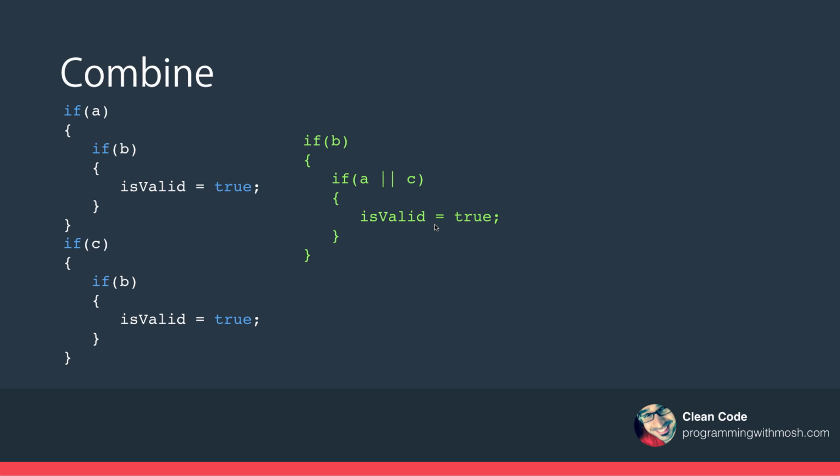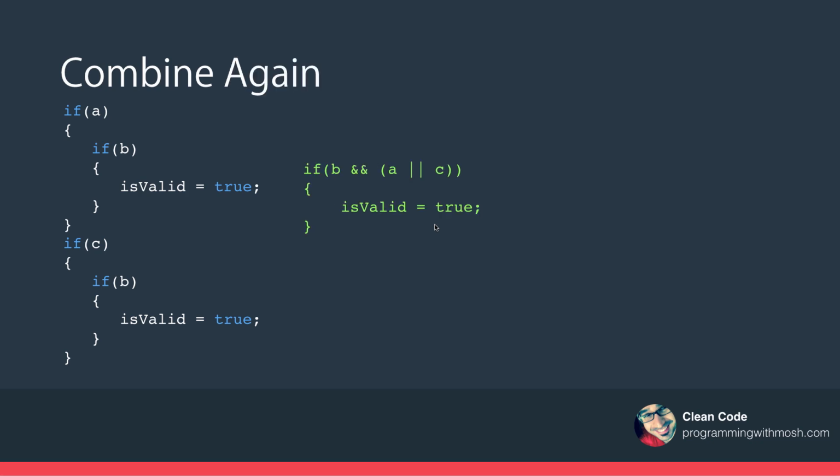And we can apply the combine technique again. So if B is true and either A or C is true, then isValid equals true. Isn't that cool? We reduced 4 if statements to only 1. And guess what? We can totally get rid of that.